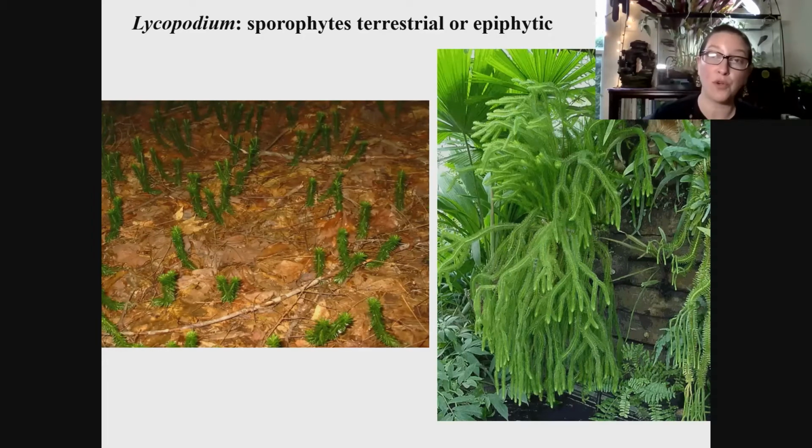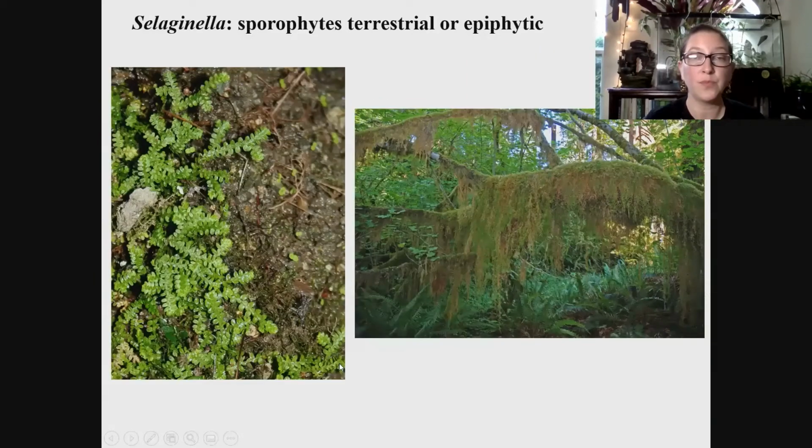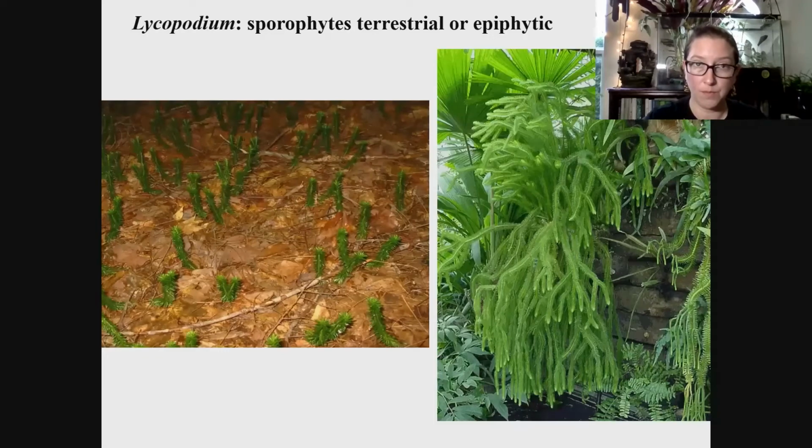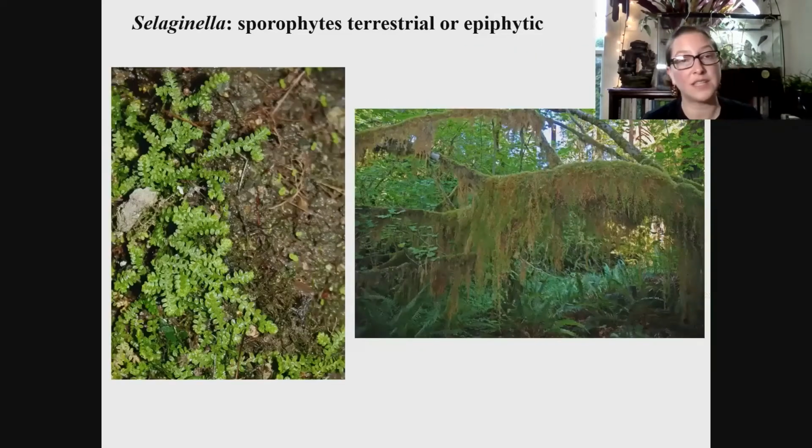So those are growing as terrestrial lycopods, and the ones on the right here are growing as epiphytic lycopods. Here's Selaginella. Oh, those were Lycopodium. And here's examples with Selaginella. On the left, we have Selaginella growing in the ground, terrestrially. And then Selaginella growing on a tree as an epiphyte, right? Or has an epiphytic habit.